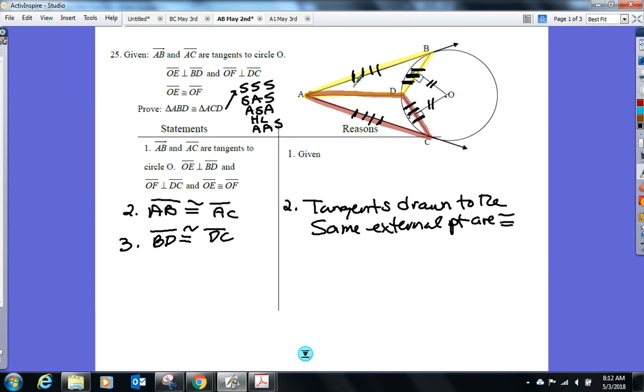Luke? Hey, that's why they gave you these two segments were congruent. These two chords are the same distance from the center O. All right, so chords equidistant from the center are congruent. Yep. Equidistant.